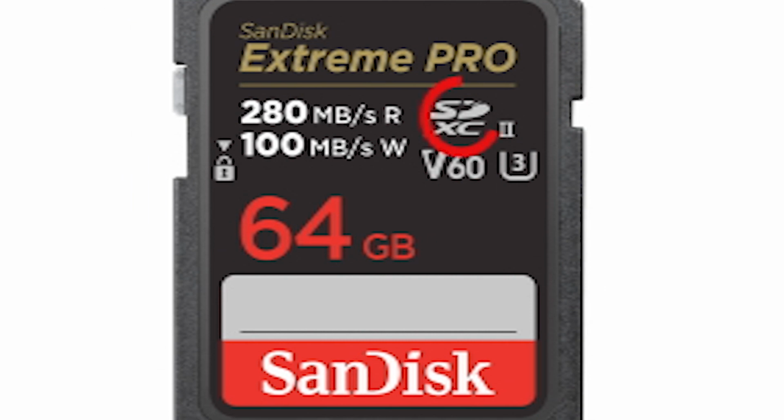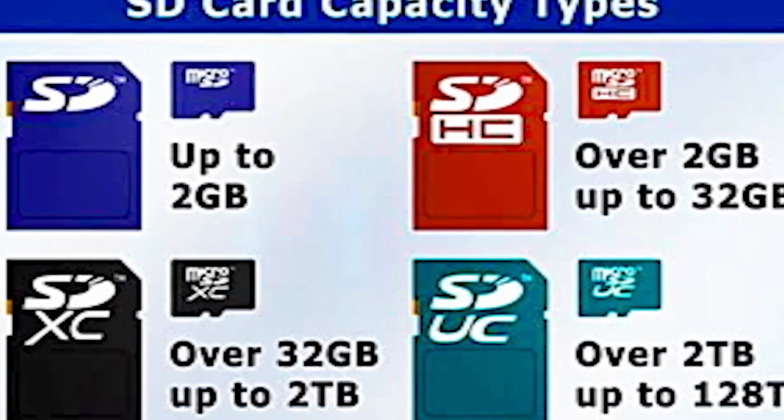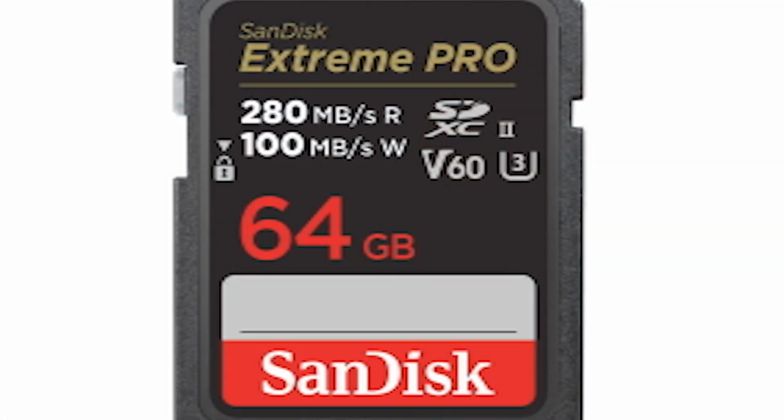This is an SDXC. That simply means secure digital extended capacity. Like I told you, secure digital extended capacity ranges from 32 gig to 2 terabytes. This is a 64 gig SD card. It is between the range of the secure digital extended capacity.